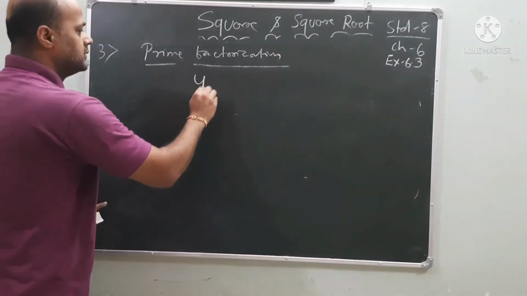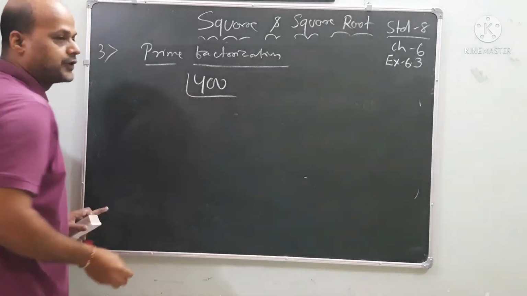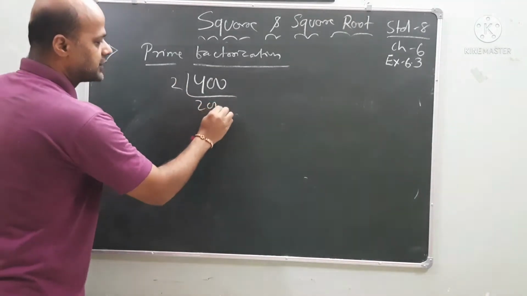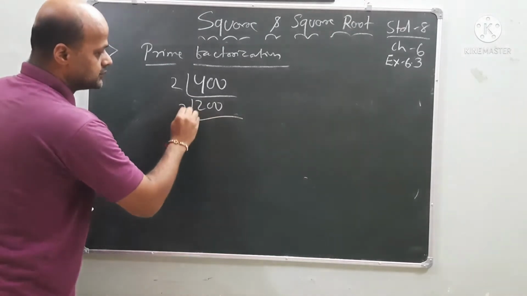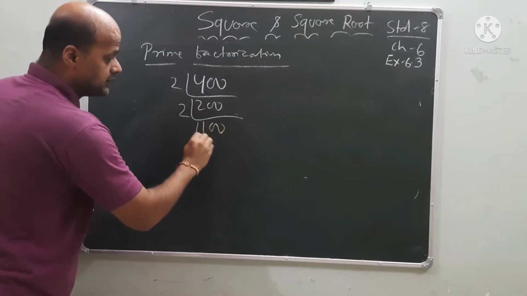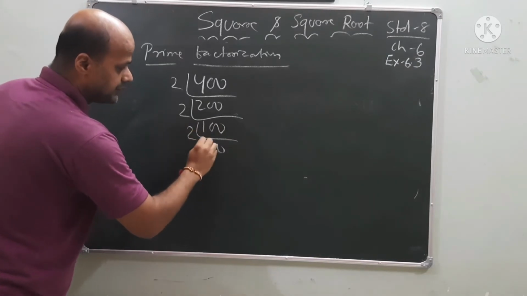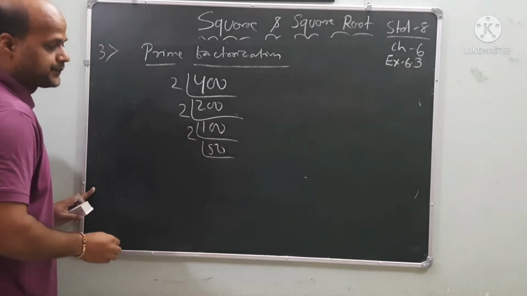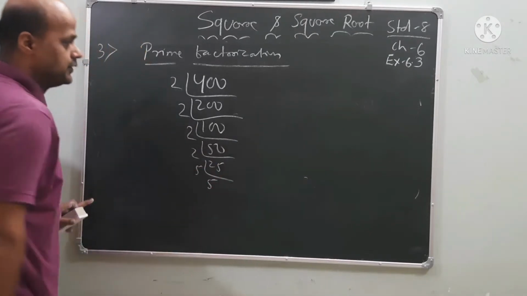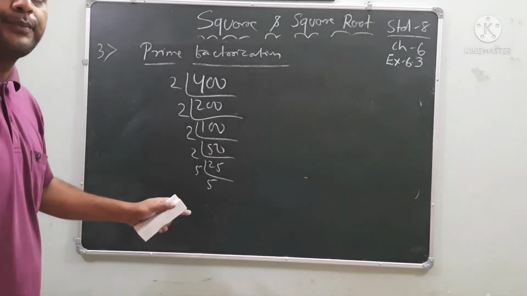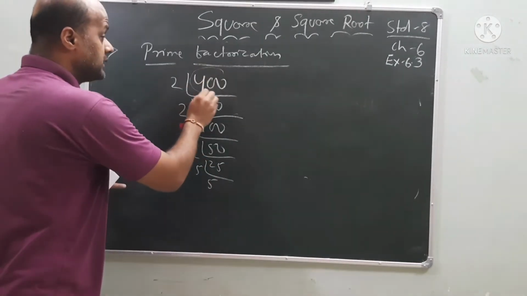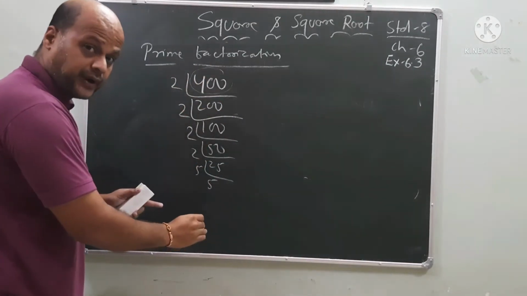400. 400 is there. So go for the smallest prime number first. 200. 250. Next. 225 and 5. So this is called the prime factorization method. This process is called prime factorization.